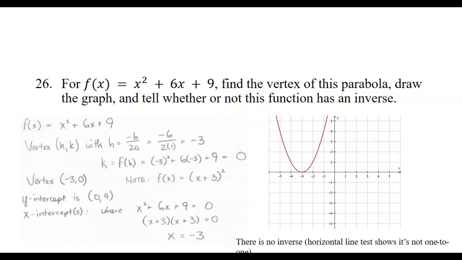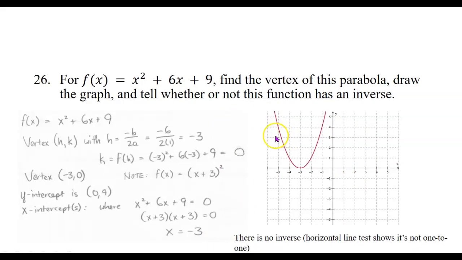And does it have an inverse? Well, it does not pass the horizontal line test, so no, it does not have an inverse. You can't undo what this function does. For example, if you plug in -4 for x, you get 1. If you plug in -2 for x, you get 1. So we can't go backwards from 1, we don't know which one to go back to. It's not a one-to-one function, so we can't undo what it did.